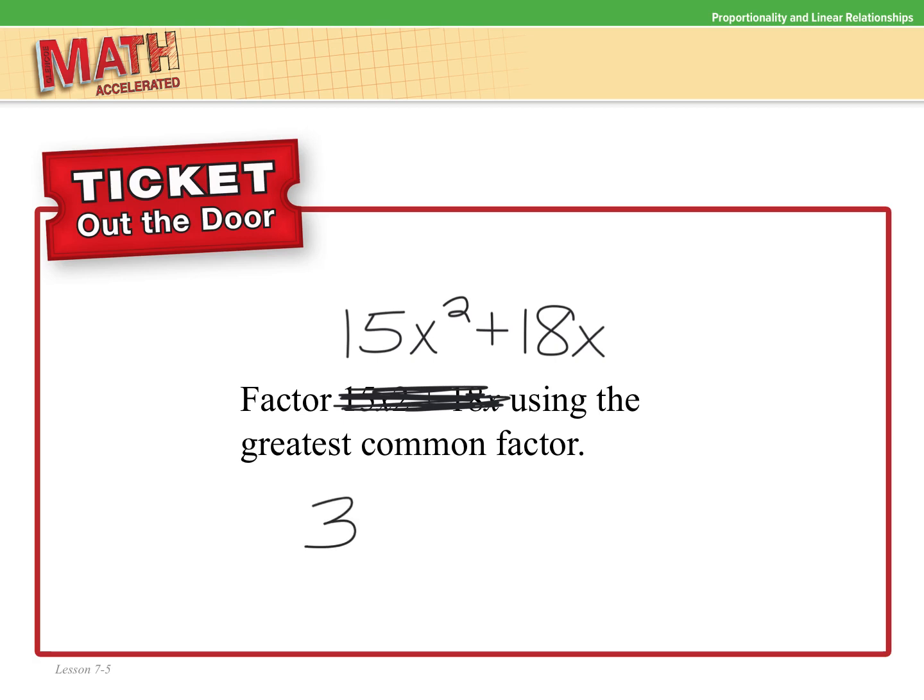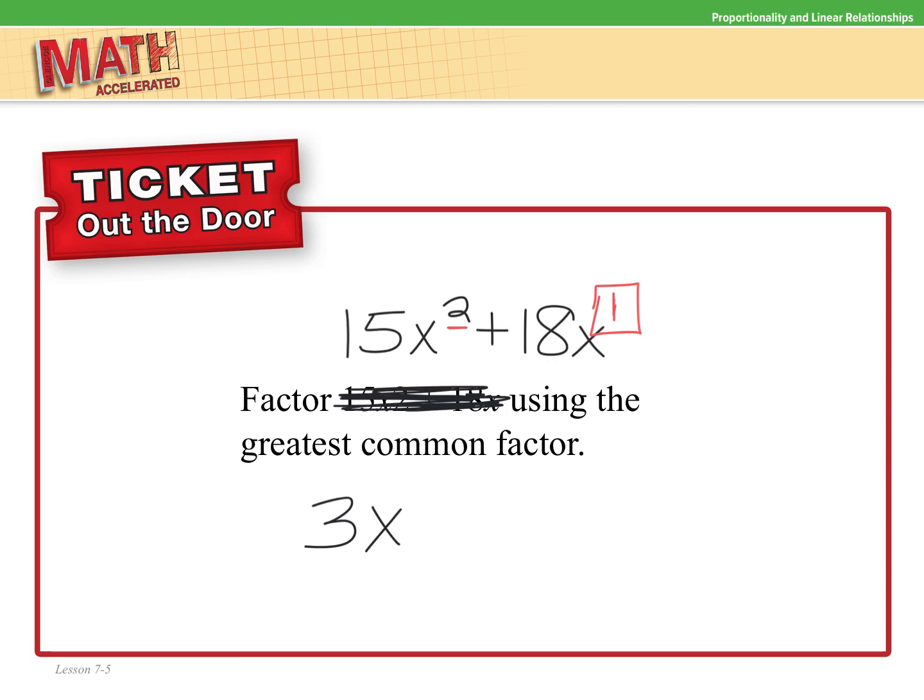What else do they have in common? X. How many x's? 2. 1. What's the trick with the exponents? We have 2 here, and then 1 here. Take the one that's the smallest. So just 1. They only have 1 x in common. So x is also a part of our greatest common factor. Is everyone okay so far?